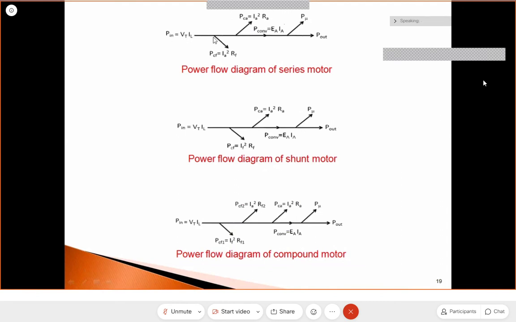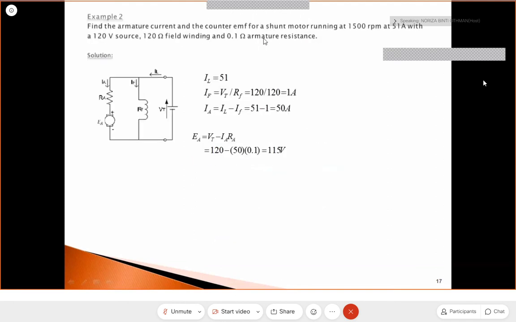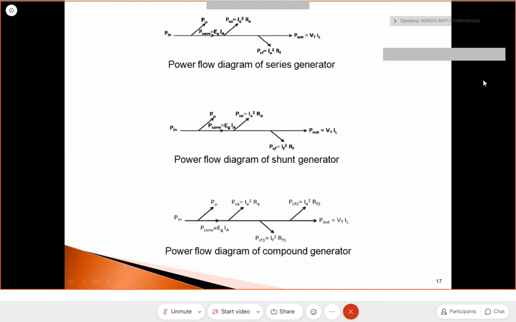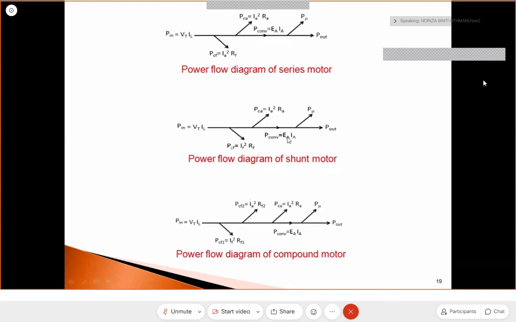Okay, VT IL. And then dia ada loss ni dekat field winding and then armature winding and P converted. P converted ni P kat sini, dekat dia punya EA ni, dekat dia punya EMF. So sebab tu formula dia EA IA. Okay, formula untuk P tu EA IA. Okay, and then P mu adalah rotational.